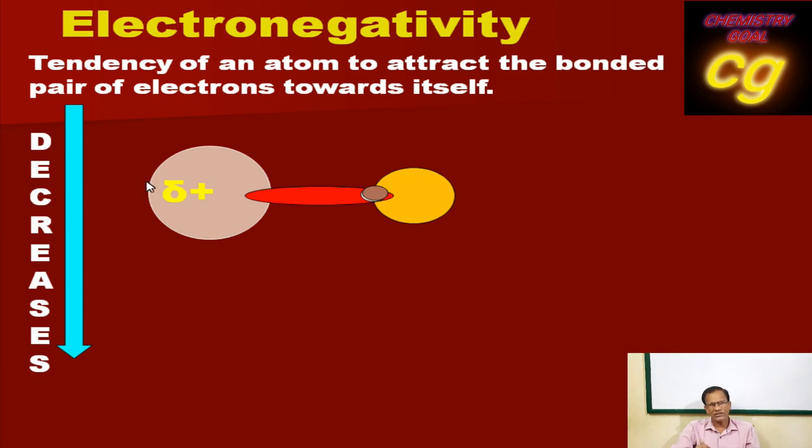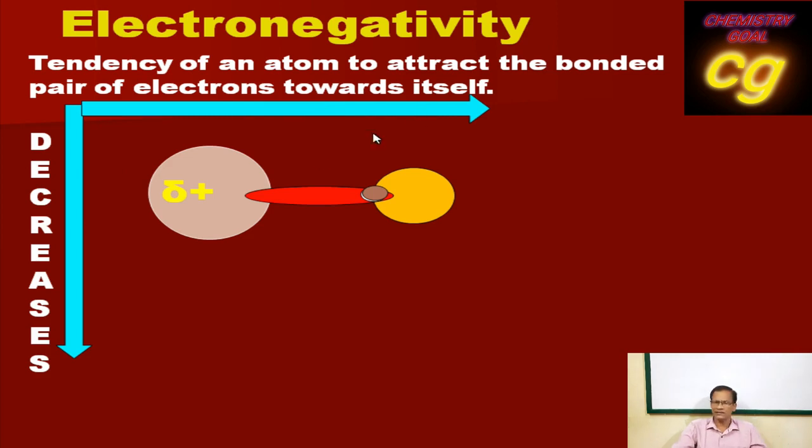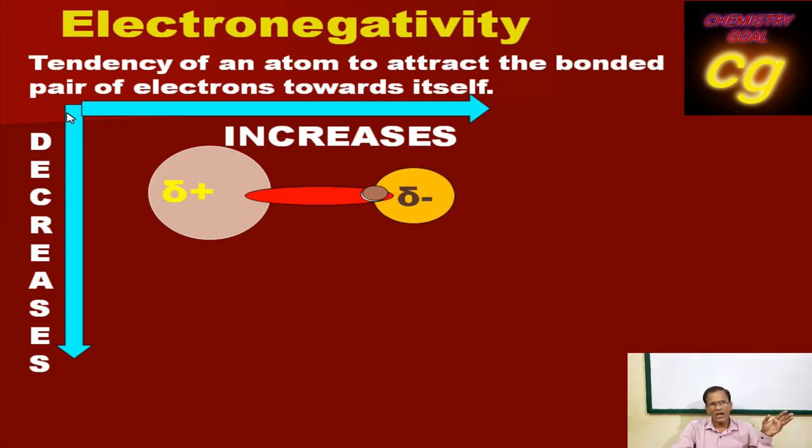Then how does it change along the group? As size increases, electronegativity decreases. Attraction decreases because the size is larger. But along the period, as size decreases, electronegativity increases. So remember, along the group it decreases. Everything depends upon the size. As size increases, electronegativity decreases. As size decreases, electronegativity increases.